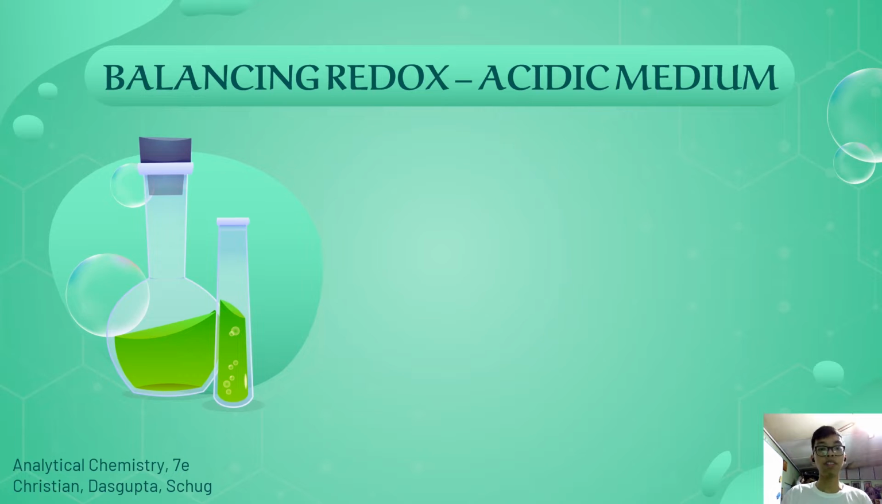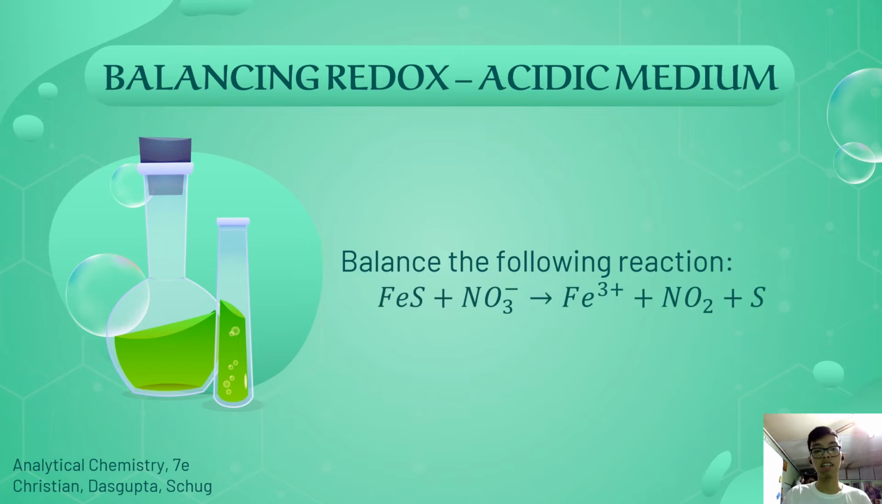Now the first of these problems requires balancing a redox reaction in an acidic medium. This problem was taken from Analytical Chemistry 7th edition by Christian, Dasgupta and Shu. It reads: balance the following reaction. FeS plus NO3 minus goes to form Fe3 plus, NO2, plus S.